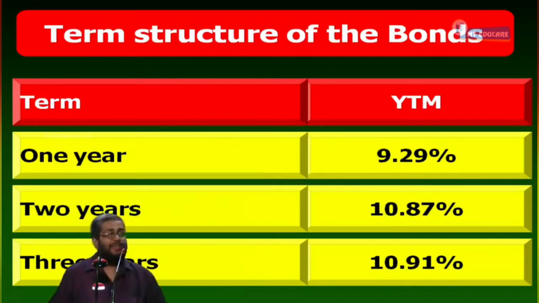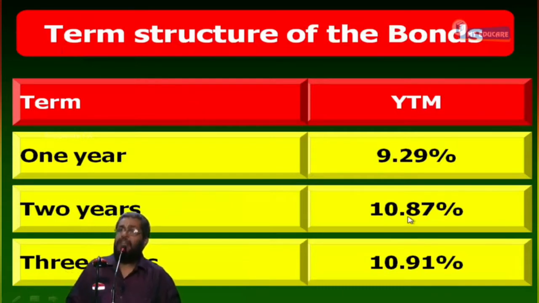Everybody, yes or no? No, we cannot say that the 2-year bond yield is 10.87 in the first year and 10.87 in the second year. That is wrong, because we know they are expecting 9.29 for the first year. This is not some other, different bond. It is the same government bond. We know they expect 9.29% for the first year, and on average they expect 10.87% per annum for 2 years.